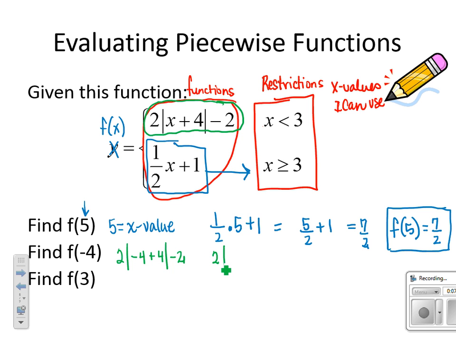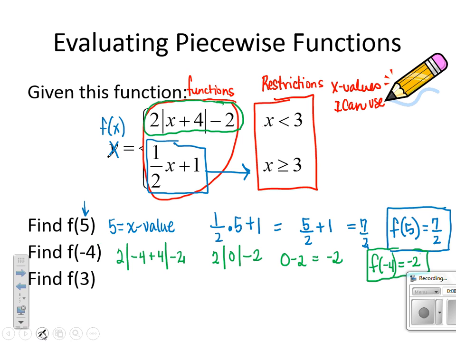So -4 plus 4 is 0. The absolute value of 0 is 0. 0 times 2 is 0. And 0 minus 2 is -2. So f of -4 would equal -2. And that would be my answer.